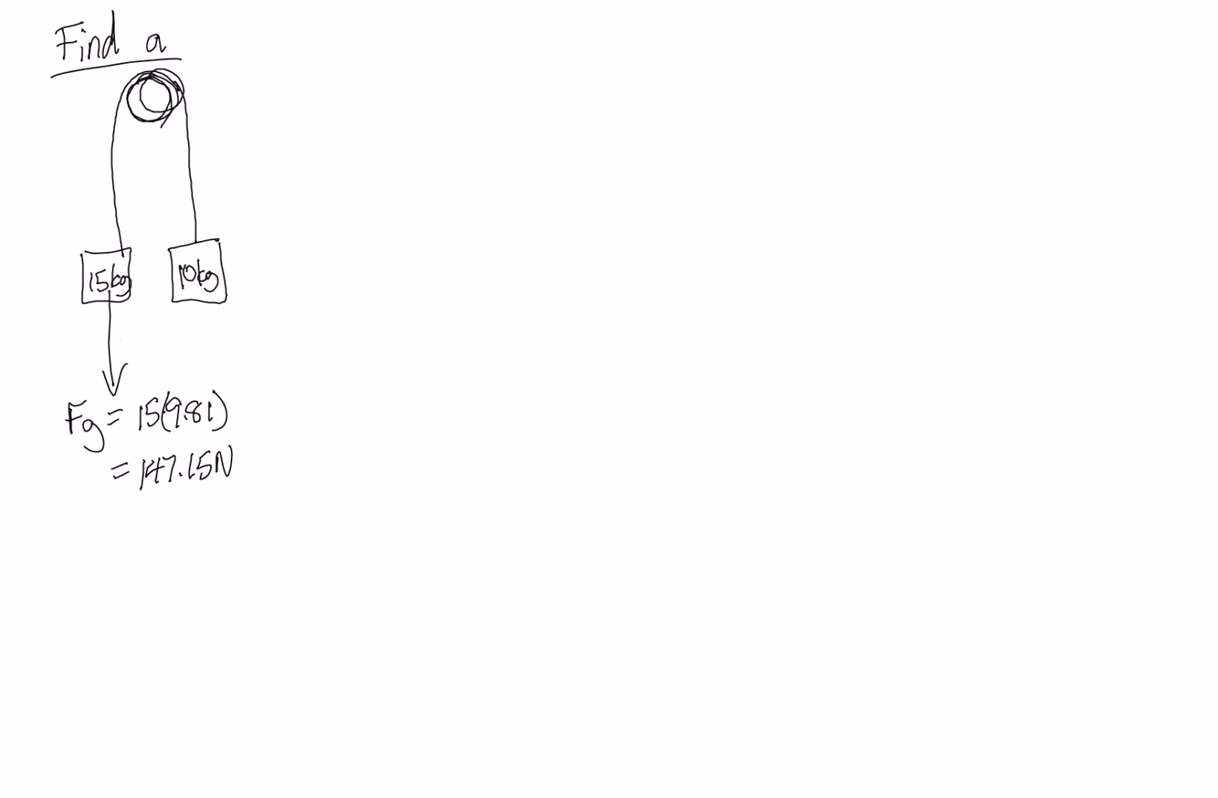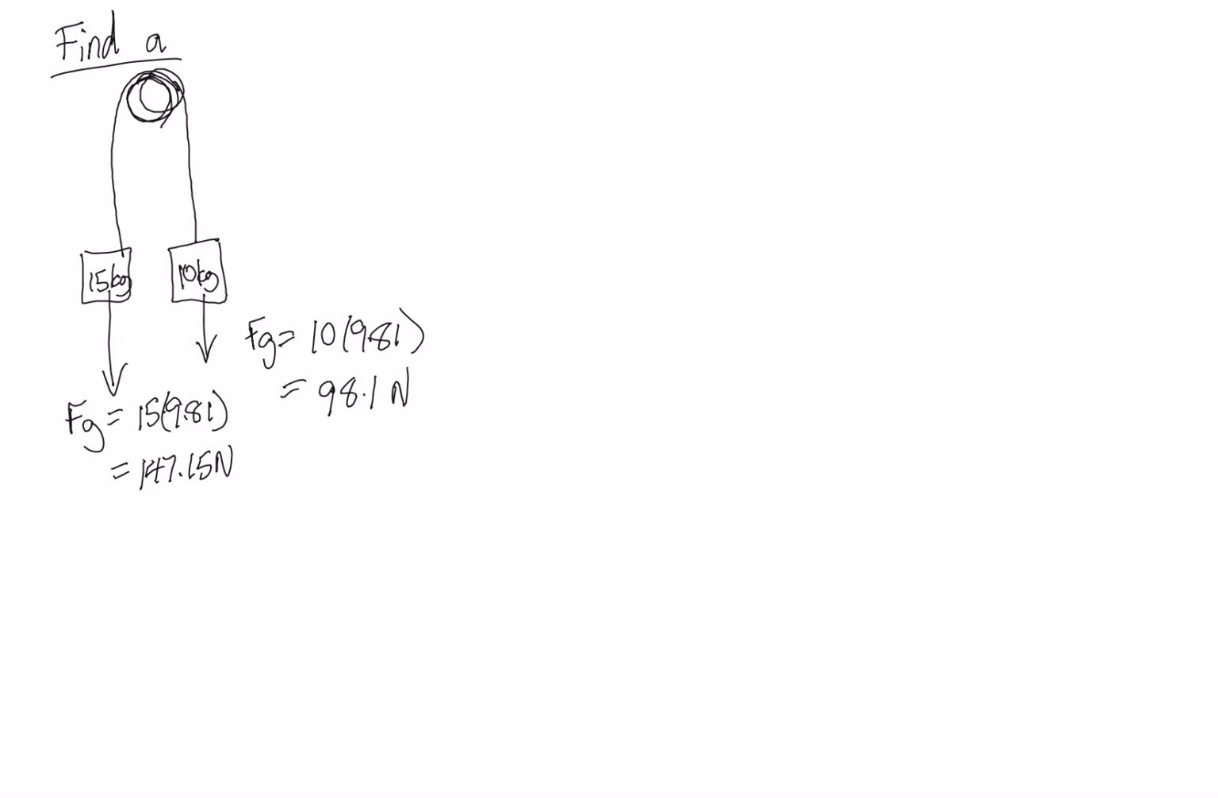147.15. And then we're also going to have the force of gravity acting on this one, which will be 10 times 9.81, which will be 98.1 newtons. Okay, so we have our two forces going down, and that's it. So our net force, just using common sense, will then be 147 minus the 98, right? Because if they're counteracting each other, our net force then would be the difference. It'll be about 49 newtons roughly.